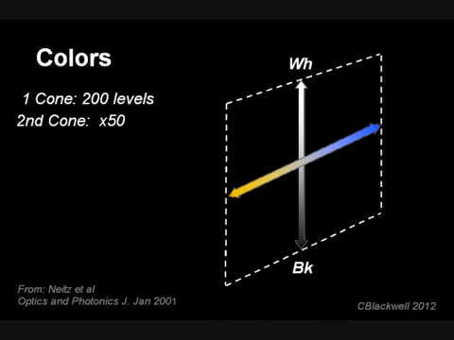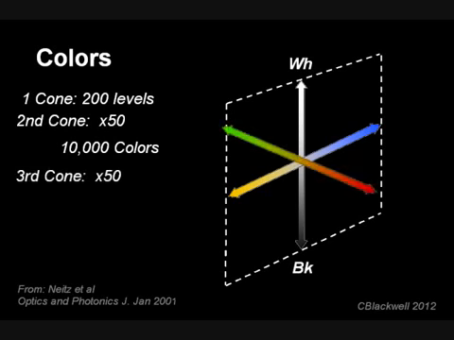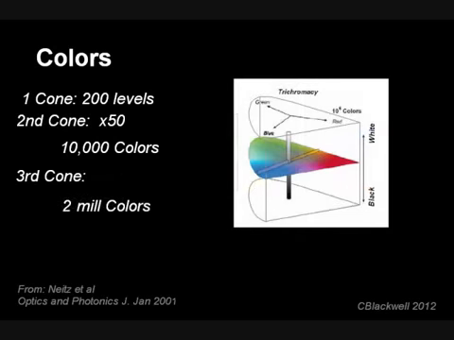Adding a second cone creates a two-dimensional color plane. On the horizontal color axis, we can distinguish about 50 color steps. So 50 times 200 equals 10,000 colors. Adding a third cone adds a third dimension. If the result was a cube, then 10,000 times 50 equals 500,000 colors. This is Knights' diagram, from which he projects over 2 million possible colors.